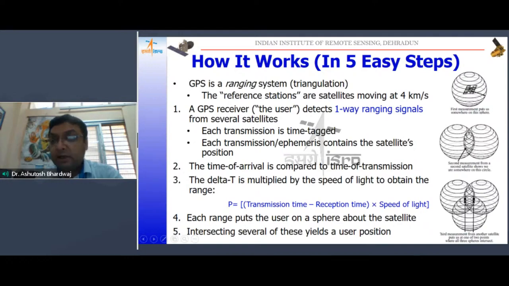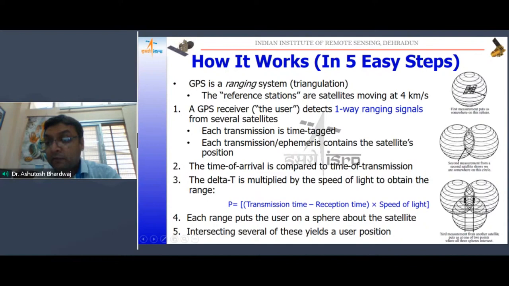But when we intersect two such spheres with the two known positions of the satellites, remember what Frank McLaurin told: invert the problem. The known in space is the satellite coordinates. The unknown is the coordinates of the receiver, that is, the receiver location. So once we intersect the two spheres, the uncertainty has reduced from a sphere to a circle, because now the receiver is somewhere on this circle.